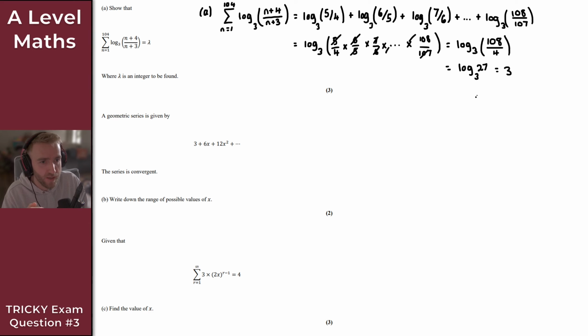So just to finish here, let's state that lambda, which is an integer to be found, is 3. Perfect. Good stuff. So that's the solution to part A. I wouldn't say it's too challenging, but like I said, if you haven't seen a question like that before, then you might find it a little bit more challenging.